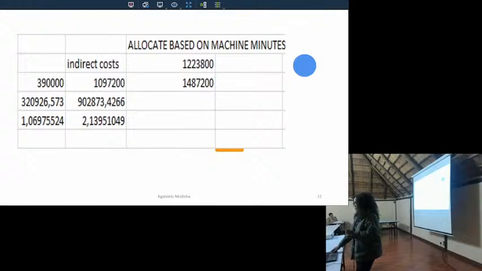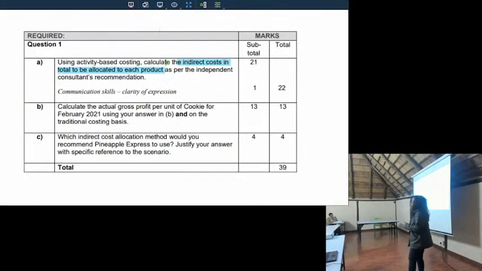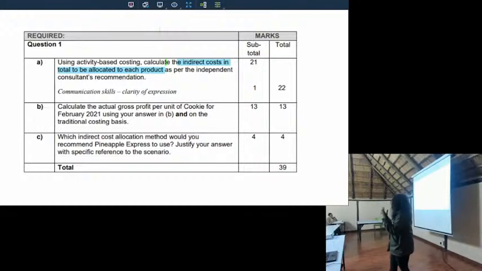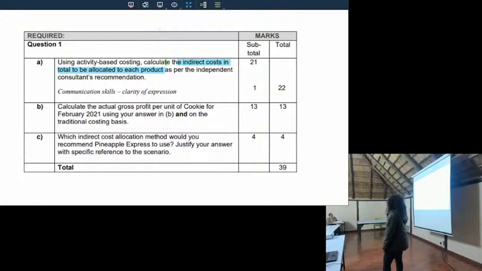The last question had asked you, which indirect cost allocation method would you recommend Pineapple would use, and justify your answer with specific reference to the scenario. What would you recommend? Just off the bat, just from our discussions, from the knowledge that you have, what would you recommend? Why do you recommend ABC? Why is it better? So it gives more accurate information. How do you know this?